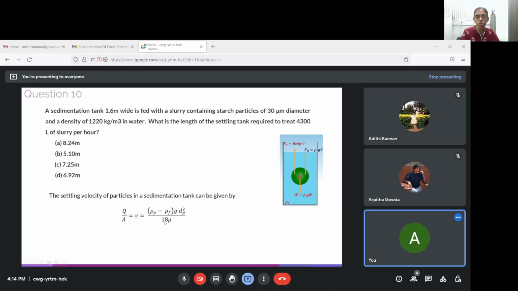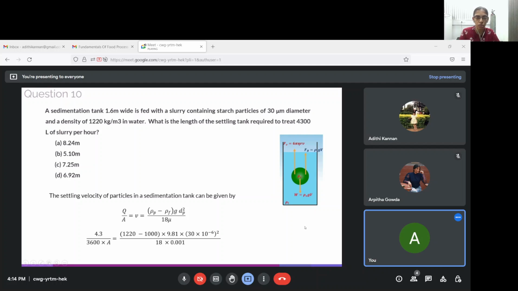So with these values you can calculate the settling velocity, and velocity can always be given as Q by A, where Q is the volumetric flow rate and A is the area. So we already have rho P, which is 1220 kg per meter cube, and since the starch particles are suspended in water, your rho F will be that of water. So rho F is 1000 kg per meter cube, dP is given as 30 micrometer, and mu, the viscosity of water, is 0.001 Pascal second.